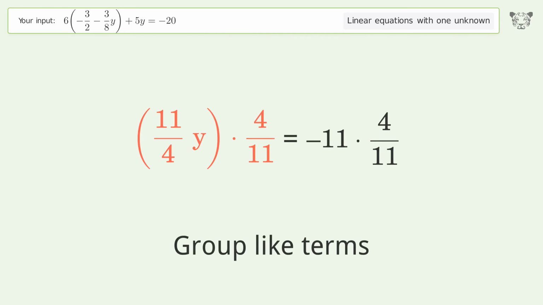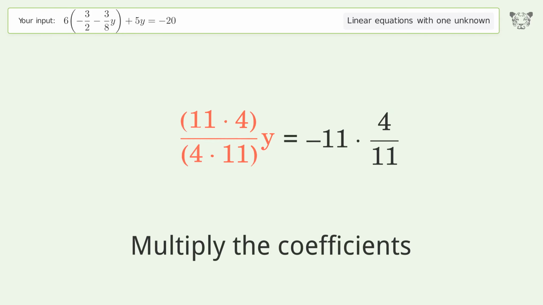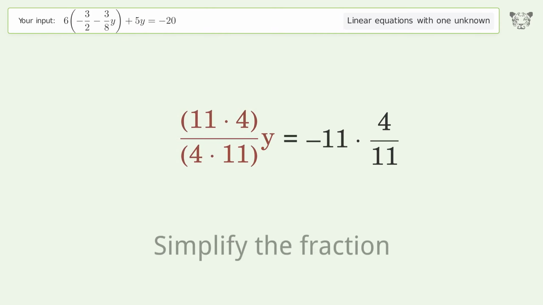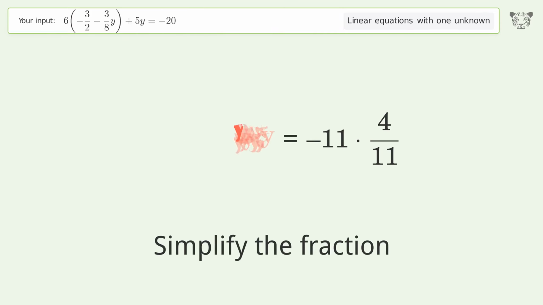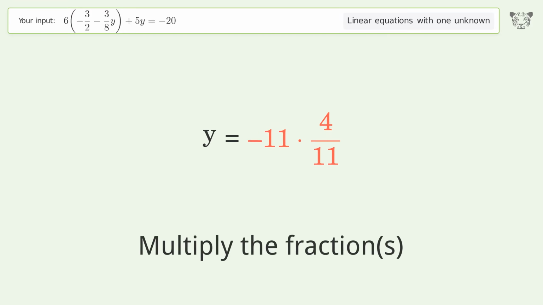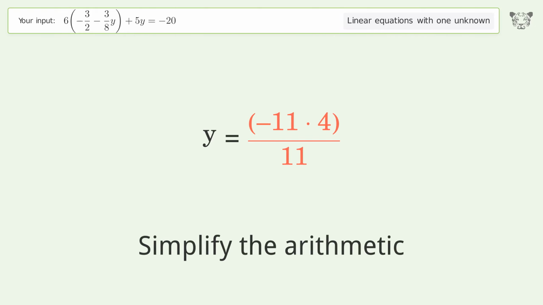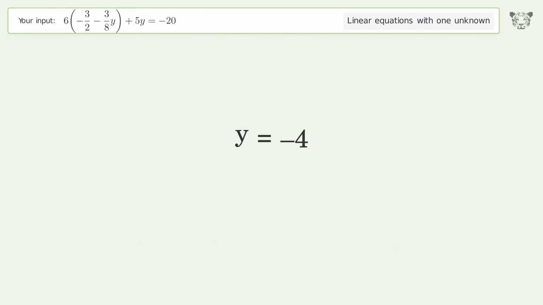Group like terms. Multiply the coefficients. Simplify the fraction. Multiply the fractions. Simplify the arithmetic. And so the final result is y equals -4.